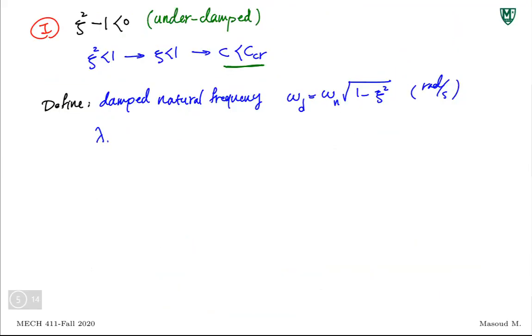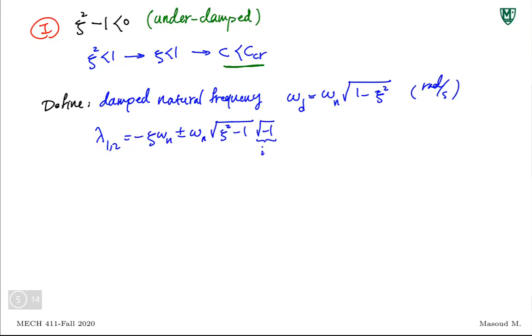I will say lambda 1 and 2 is minus zeta omega n plus minus omega n times square root of zeta squared minus 1 times the square root of minus 1. I factored out 1 minus 1 from that square. So now it's zeta squared minus 1, and I took out the square root of minus 1. Square root of minus 1 is i, right?